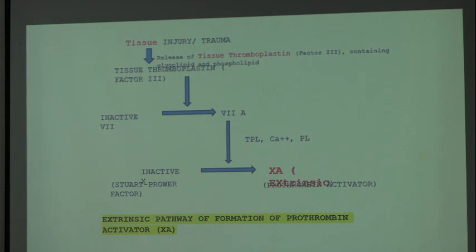Now this factor 3 will help conversion of inactive 7 into active 7. Now active 7A will convert inactive factor 10 into active factor 10. So in this way, from two sources we got 10A. Two sources: one is through the extrinsic path, one is from the intrinsic path. Now let's see what they do.